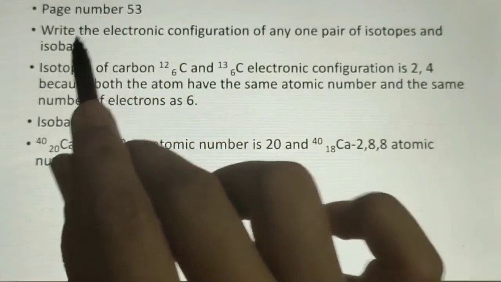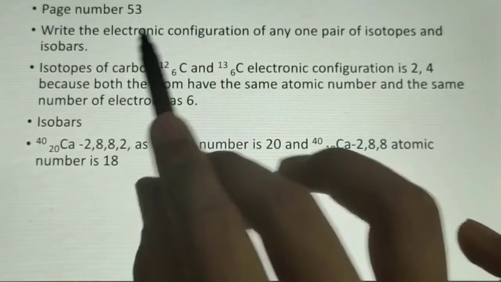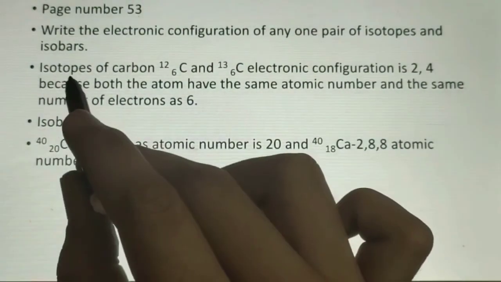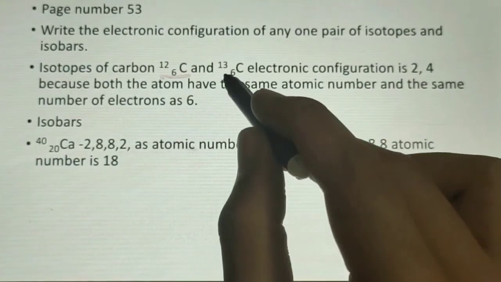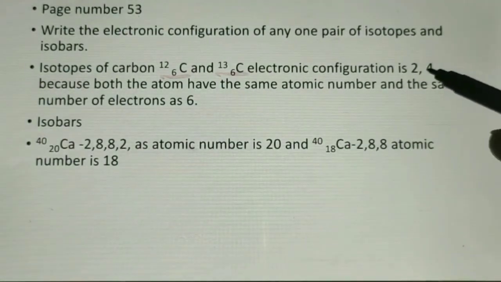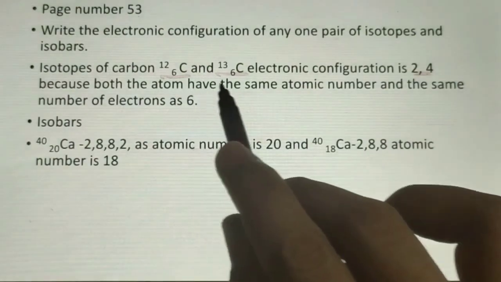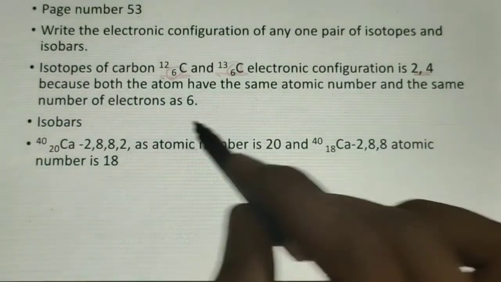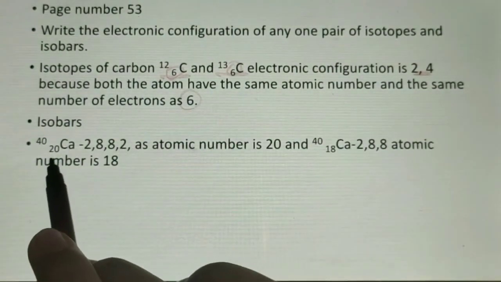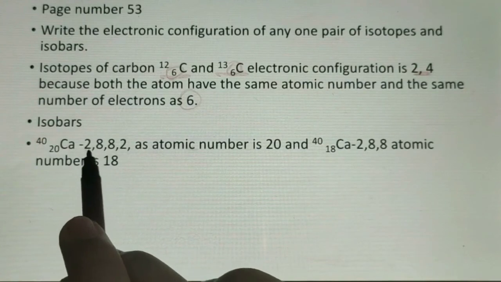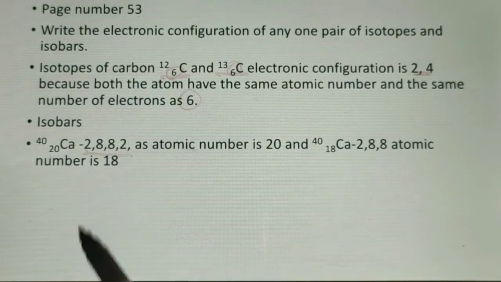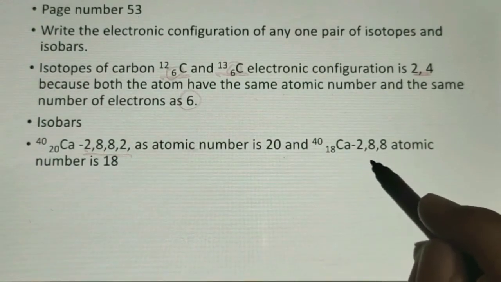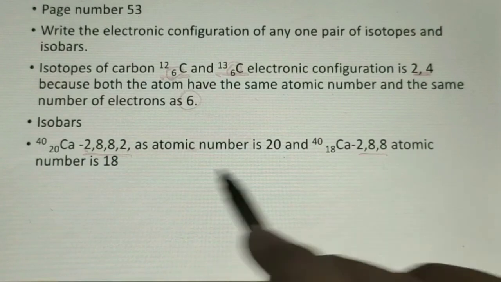And the last, the questions from page number 53. Write the electronic configuration of any one pair of isotopes and isobars. So the isotopes of carbon are C-12 and C-13, with mass numbers 12 and 13 and atomic number 6. Electronic configuration is 2, 4 because both the atoms have the same atomic number, that is 6, okay, and the same number of electrons as 6. Now the isobars: calcium-40, that is atomic number 20, is 2, 8, 8, 2. For argon-40, the configuration is 2, 8, 8, making the atomic number 18.